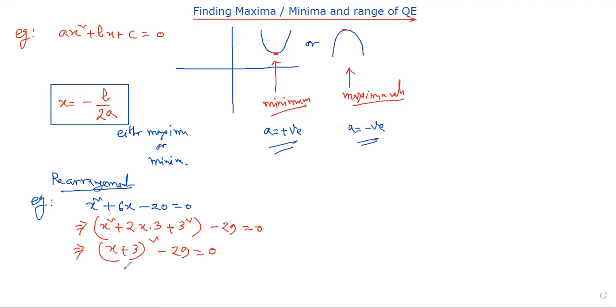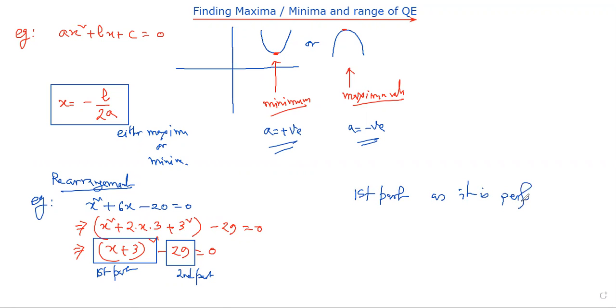So look into that. There are two parts: this one is the first part, and this one is the second part. Why have I written it this way? The first part, as it is a perfect square, always needs to be non-negative. It cannot be negative. It is either 0 or positive.